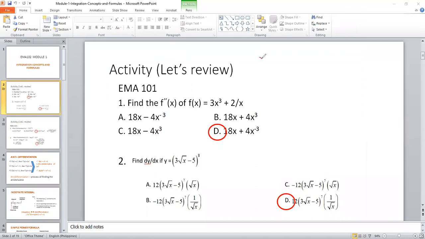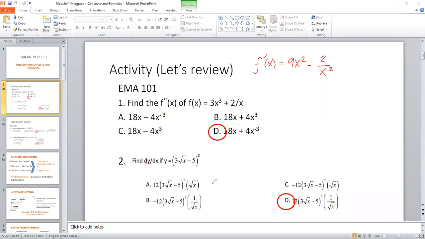What's the first derivative? That would be f of x prime. Let me call somebody. Arabella, are you there? Yes, Miss. What's the first derivative of 3x cubed plus 2 over x? 9x squared minus 2 over x squared, Miss. Very good. That's the first derivative.